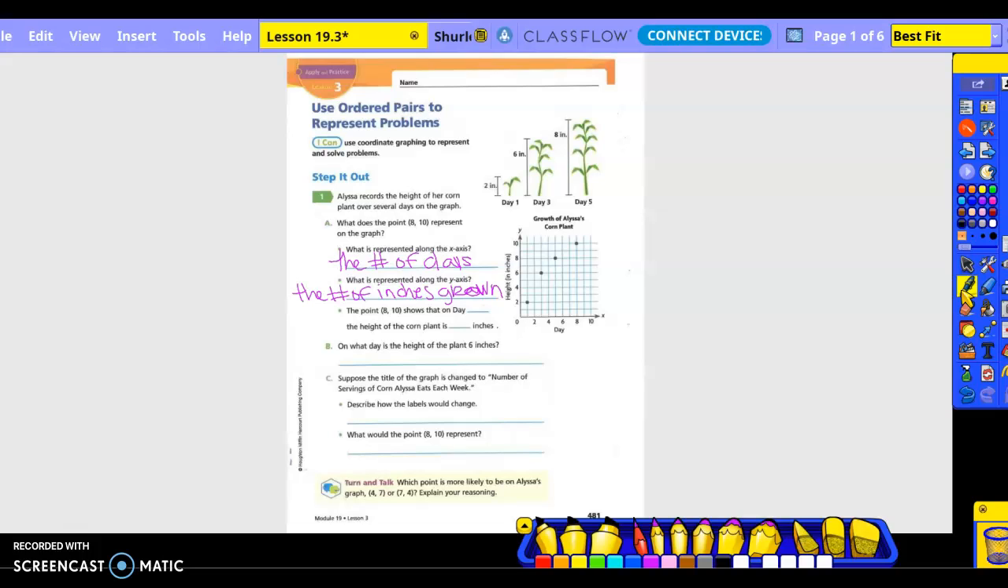Okay, the point 8, 10 shows that on day 8, the height of the corn plant is 10 inches. On what day is the height of the plant 6 inches? So if we go over to 6, okay, so that's 6 inches, right? Okay, where did I come across the 6 with a dot on it? That would be on day 3.